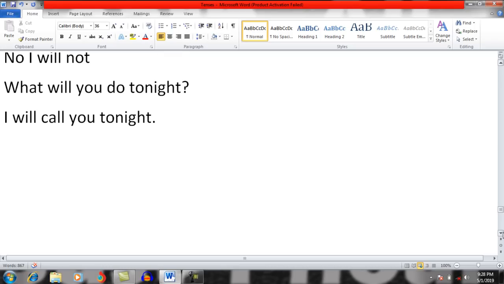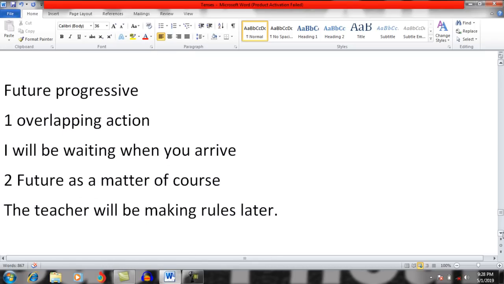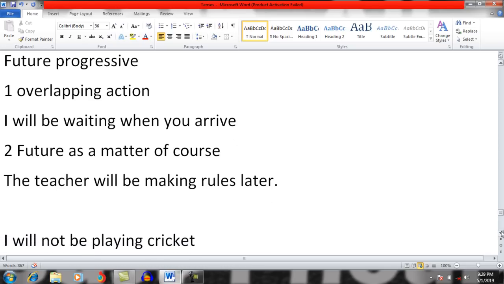Future progressive is a bit different as compared to future simple. We use it for those actions or activities which will start in the upcoming time and will continue for some time in future. Or we can also use it for an overlapping action, like this: I'll be waiting when you arrive. Means for an interrupted action, we can also use it: I'll be waiting when you arrive. Till that point I'll wait until you come in person. And we can also use future as a matter of course, like this: the teacher will be making rules later. So here we can use the same case, future progressive: the teacher will be making rules, but not right now, a bit later.